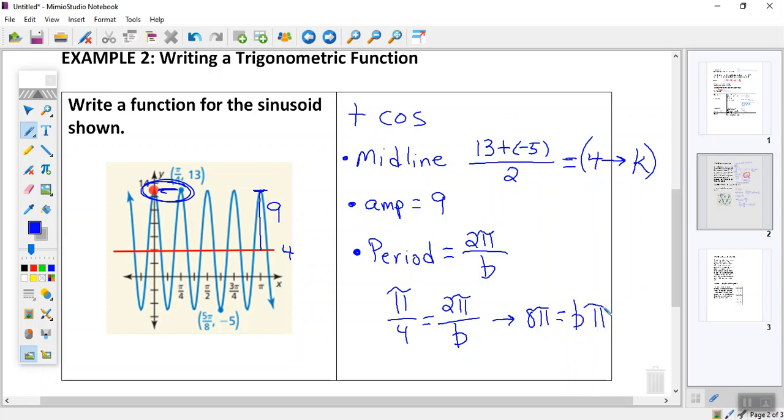What's that make the b value here, friends? 8. You divide both sides by pi, b will be 8, won't it? Yes. Now, the cool thing about this when they give you a graph: b is equal to 8. So I have the b value, I have an a value, we have a k value for a midline. We said there's not really shifting left or right because the cosine started right at the y-axis, so h really had to be what value, kids? 0.